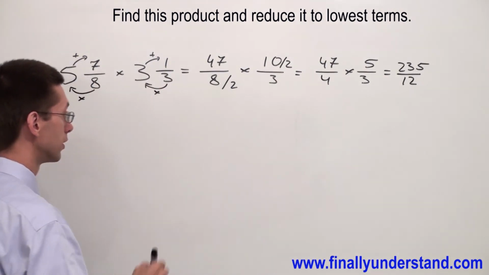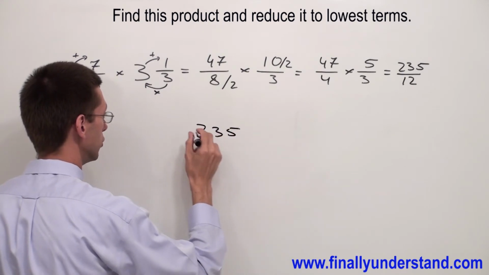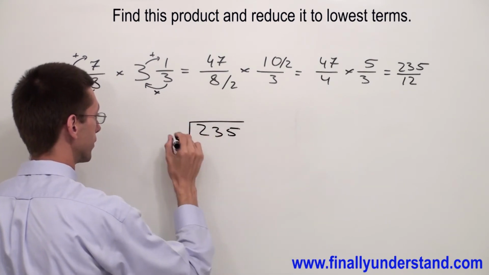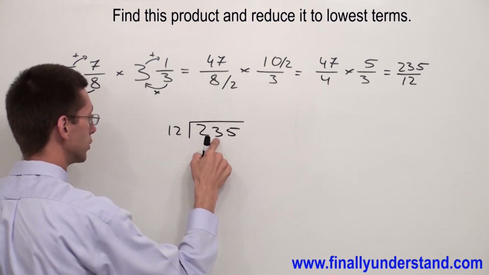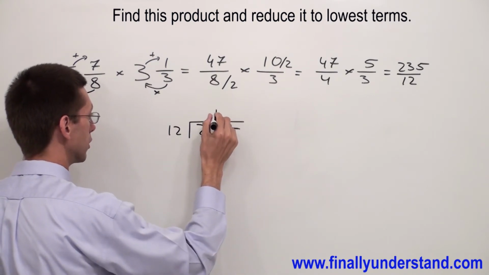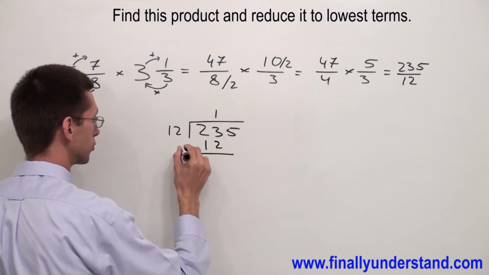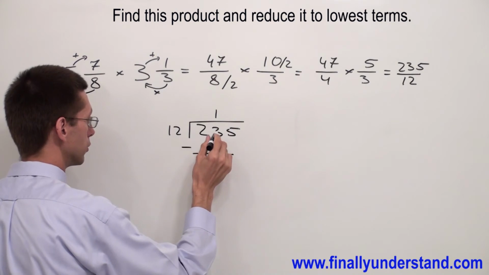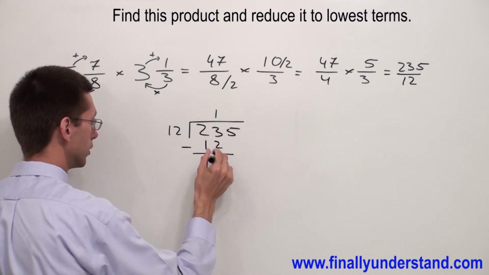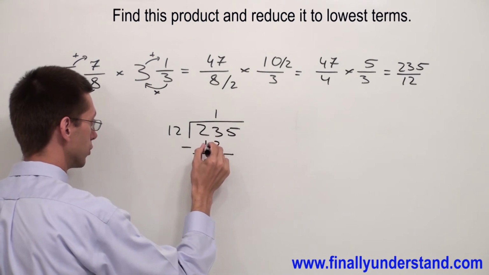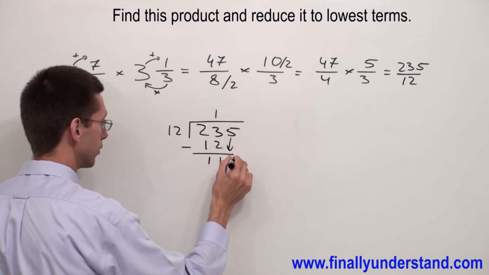We simply divide 235, we divide the numerator by the denominator, by 12. How many times does 12 go into 23? Once. 1 times 12 is equal to 12. Subtract. 3 minus 2 is 1. 2 minus 1 is 1. I can bring down 5.